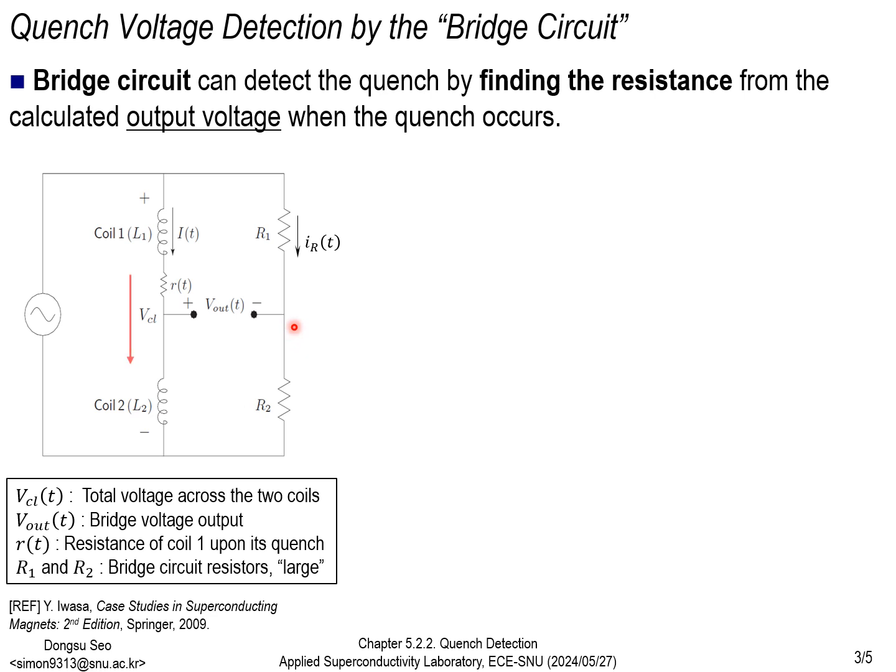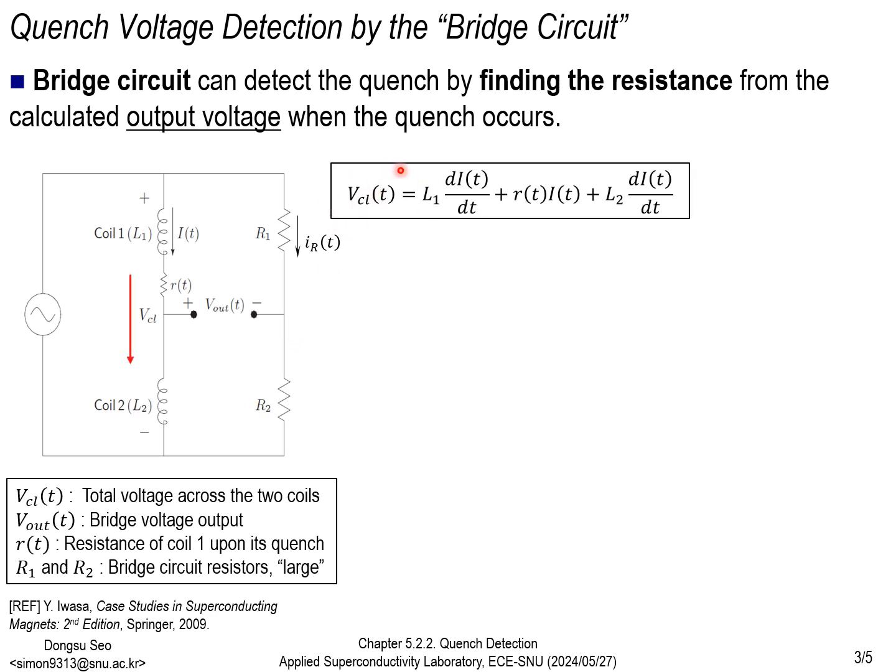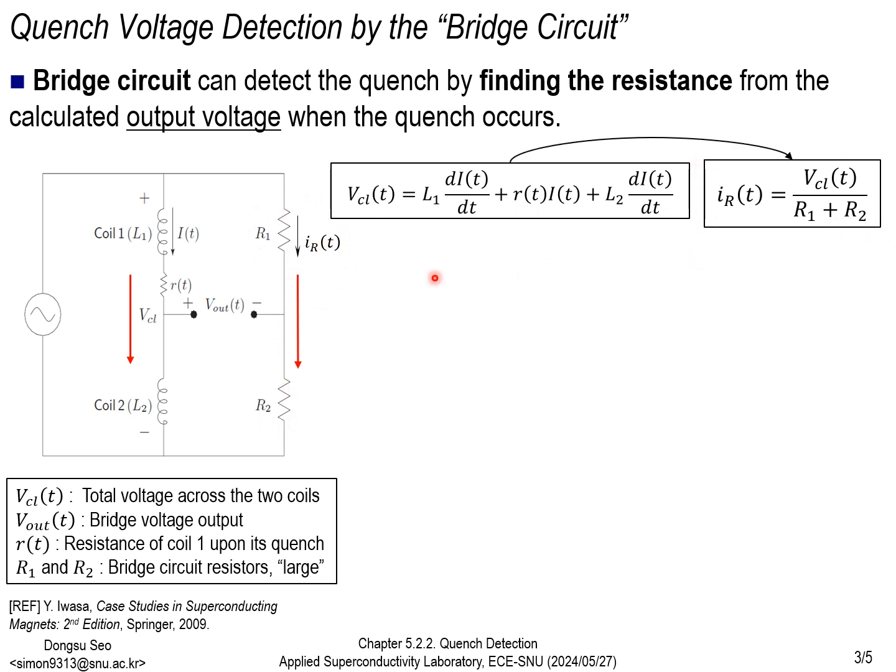The first one is the total voltage across the two coils, VCL, calculated in the direction of the red arrow. The second equation is the current through resistors R1 and R2, calculated in the direction of the second red arrow. Then, the quench voltage Vout can be calculated using these two governing equations.